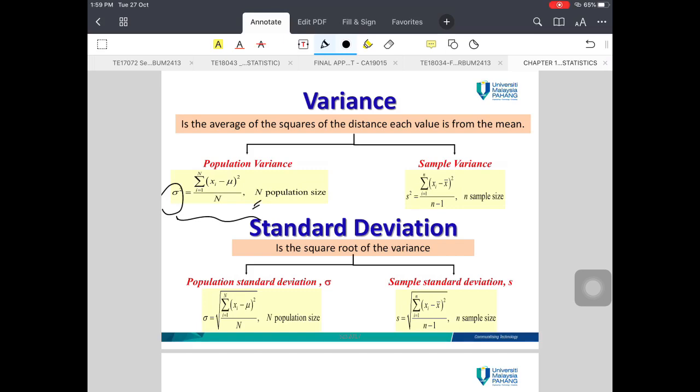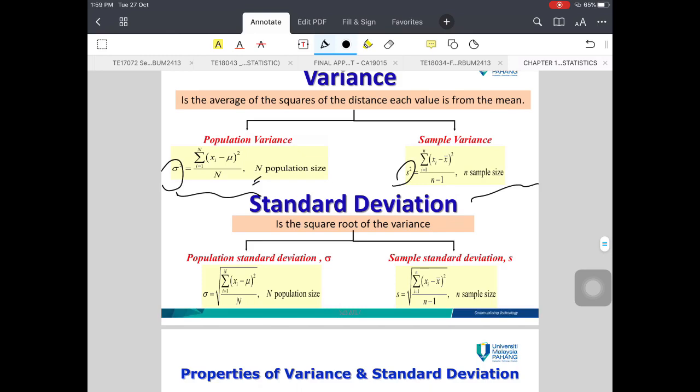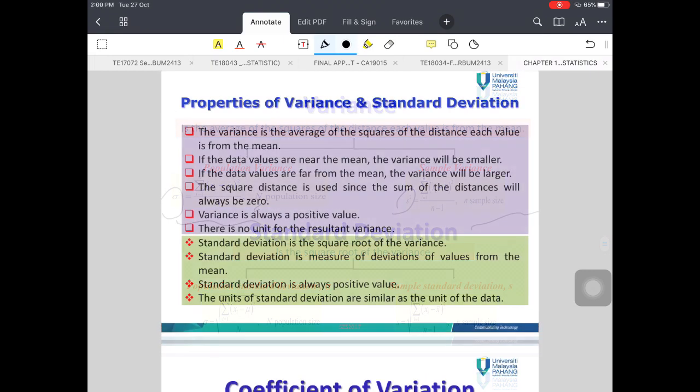Alright, if your data is taken from a sample, you're going to use this formula with the correct notation, variance for sample. Alright, standard deviation is the square root of the variance. So you need to get the variance first, and then you just square root your variance, and then you're going to get the standard deviation.